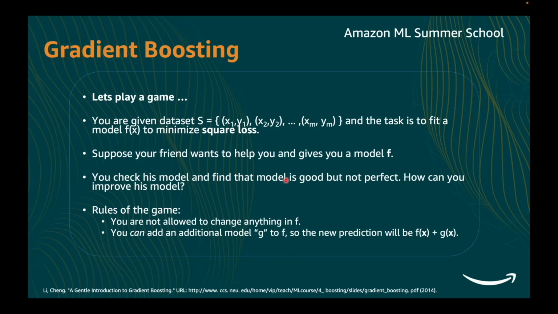Now, to solve this problem, suppose your friend wants to help and they give you a starting model f. You see the model's outputs and you see that it is good. It has a low square loss, but it's not perfect. So how do you actually improve this model, right? You're not allowed to change the model your friend gave you at all, but you can add a new model g to the output, such that instead of predicting f(x), you're predicting f(x) plus g(x) as your final regression output.